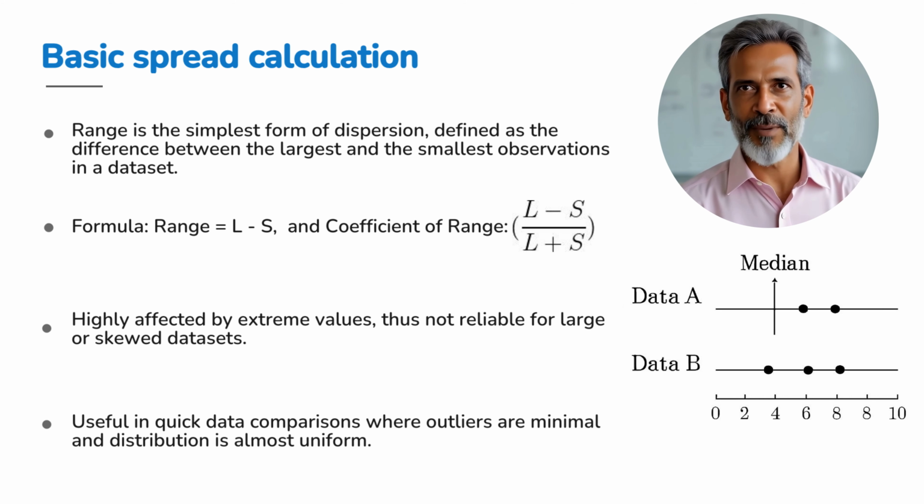To imagine this better, think of a number line comparing two datasets, A and B, both having the same median, but dataset A has a wider spread because its maximum and minimum values are further apart. That's a direct illustration of how range shows dispersion. Shabash, keep this simple but powerful idea in your mind.